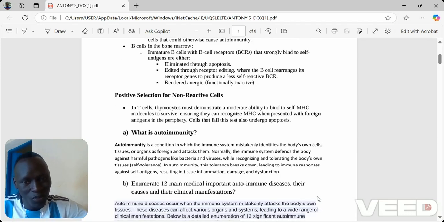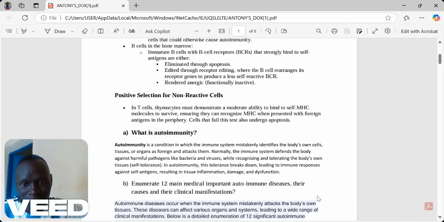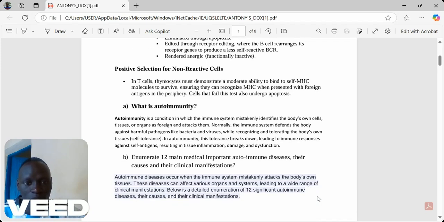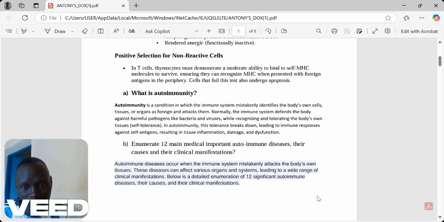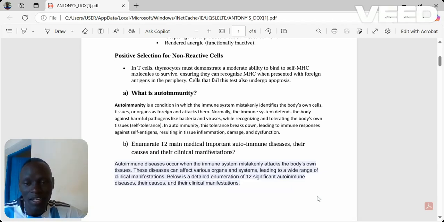What is autoimmunity itself? Autoimmunity is a condition in which the immune system mistakenly identifies the body's own cells, tissues, or organs as foreign and attacks them. Normally, the immune system defends the body against harmful pathogens like bacteria and viruses, while recognizing and tolerating the body's own tissue. This is self-tolerance. In autoimmunity, this tolerance breaks down, leading to immune responses against self-antigens, resulting in tissue inflammation, damage, and dysfunction.